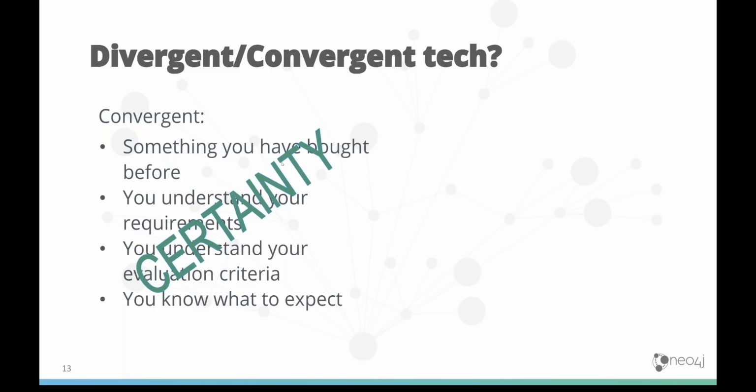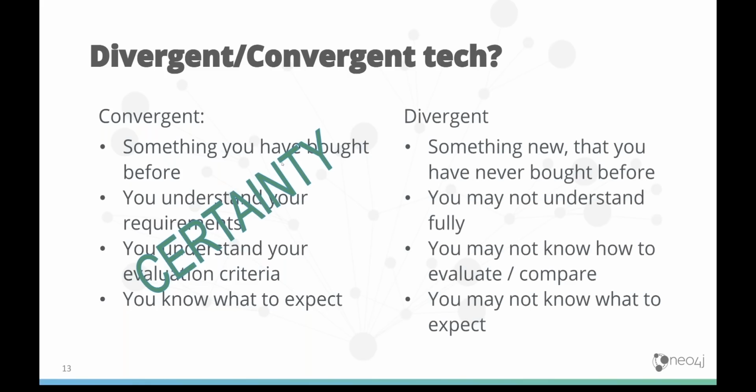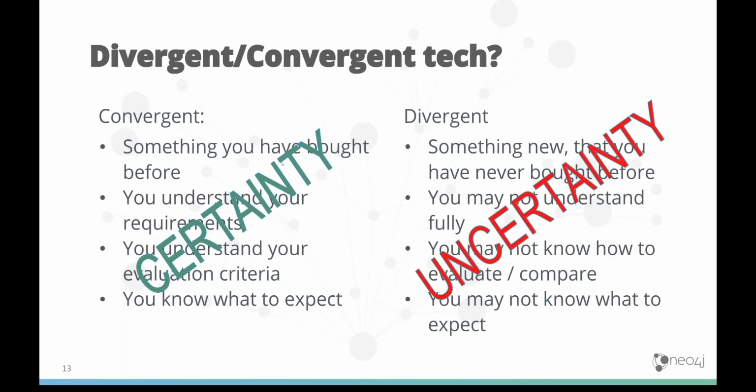Divergent solutions, which is what graph-based solutions are, and especially graph-based fraud solutions, are something new. It's something that you have never bought before. It's like that little car of mine that I was buying in 1993. You may not fully understand it. You don't know how to evaluate it. You don't know how to compare it to something else. You don't know what to expect. You have uncertainty. And I want to stress that the way people deal with decision making under circumstances of uncertainty is something that we need to keep in mind when we talk about business cases.